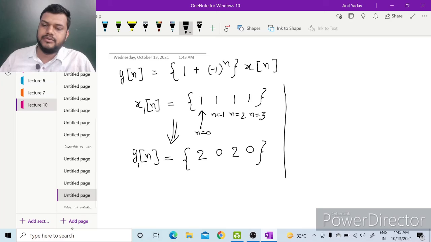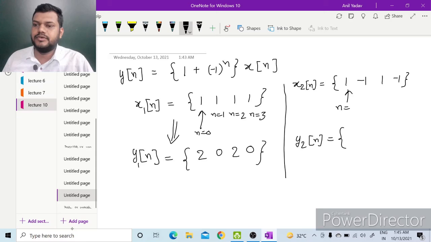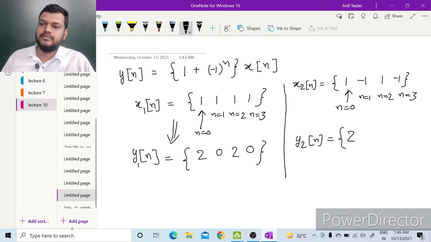Let us give another input. Let us say x2(n) is 1, minus 1, 1, minus 1. So what will be y2(n)? This will be again, n equal to 0, n equal to 1, n equal to 2, n equal to 3. At n equal to 0, 1 plus 1 is 2. At n equal to 1, 1 minus 1 is 0. At n equal to 2, 1 plus 1, 2 into 1, is 2. At n equal to 3, 0.